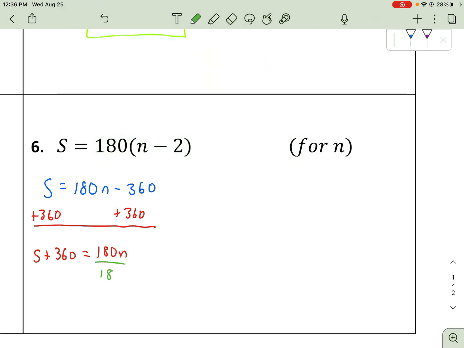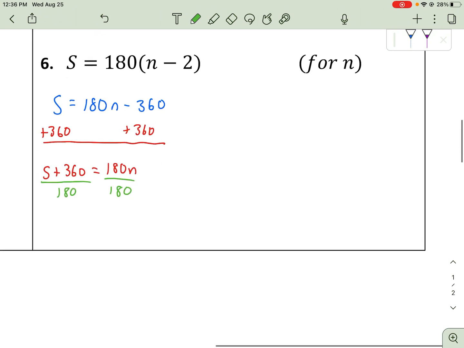Now I'm going to show this one differently than I did the last one. I'm just going to divide this whole side by 180, just so you can see the two different ways you can do it. The 180s cancel over here, and you get S plus 360 all over 180 equals n. So that's one way to do it.